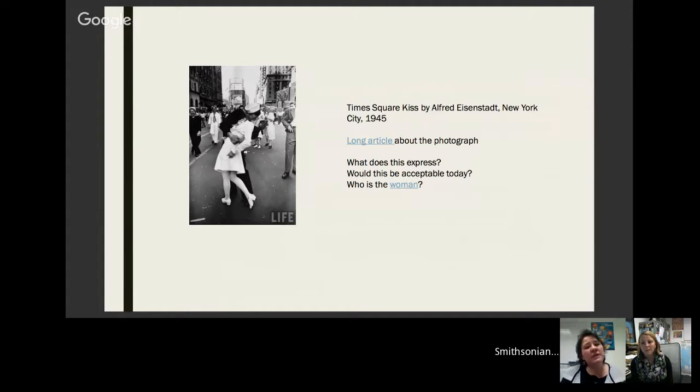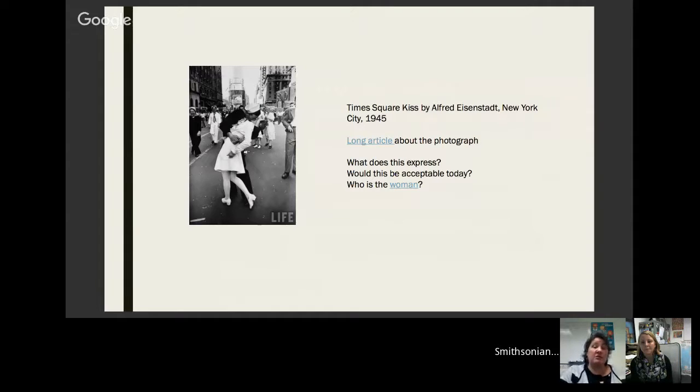But it's a really interesting story about Alfred Eisenstaedt, who was a Life photographer. This image appeared everywhere in the magazine. And it's interesting to ask, what does it express? What was this particular moment? It's VJ Day. The war is ending. How excited everybody is. Who are these people?